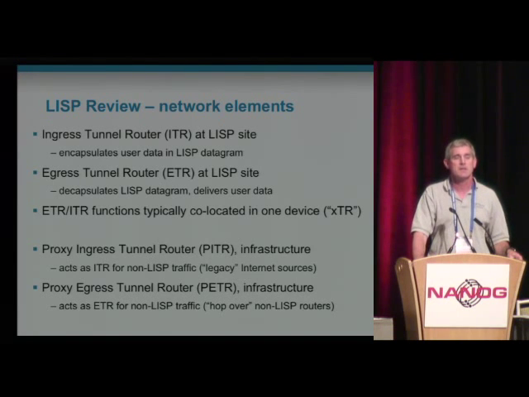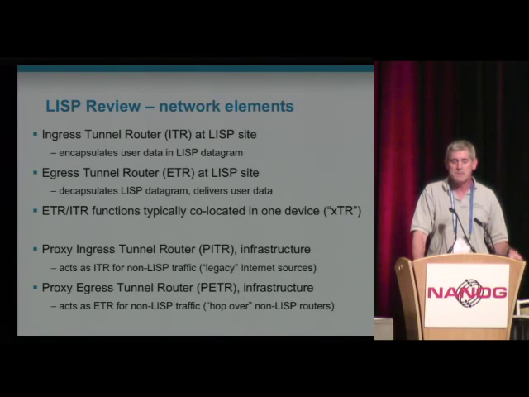It receives the tunneled traffic, the LISP encapsulated traffic. It unwraps it, takes off the locator header, and then delivers it to the end host, which uses the endpoint ID addressing. Typically, those two functions are co-located in the same box, which we term an XTR, since it's an ITR and ETR at the same time.